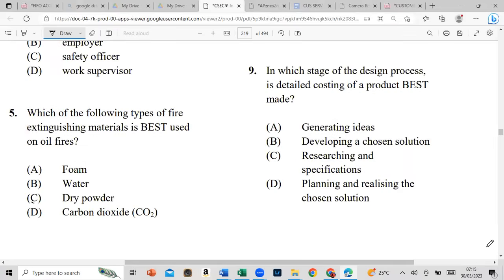Number 9. In which stage of the design process is detailed costing of a product best done? A. Generating ideas, B. Developing a chosen solution, C. Researching on specification, D. Planning and realizing the chosen solution. And that is developing a chosen solution. So number 9 is B.